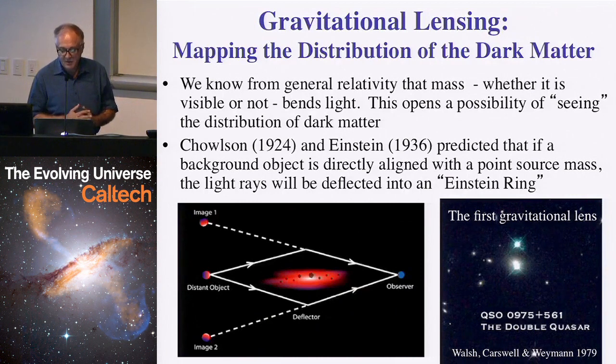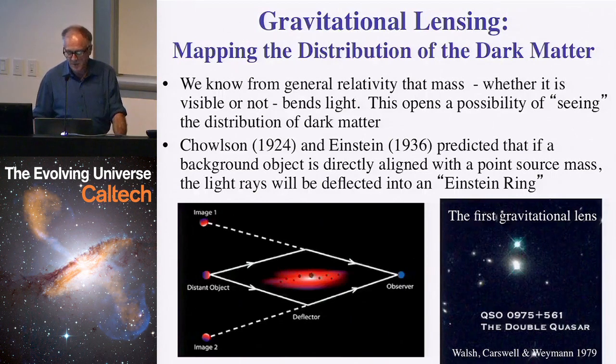So the first observation was in 1979, where the image of a background quasar was split into two, and it was very quickly understood that that's what it was. And since then, many hundreds of these have been found.